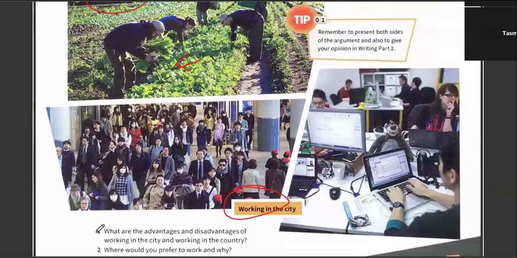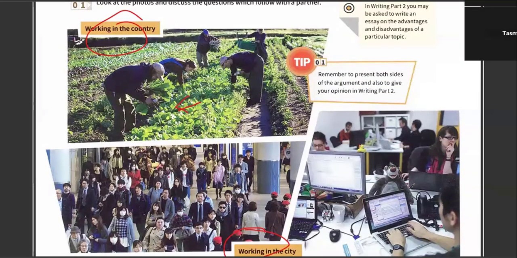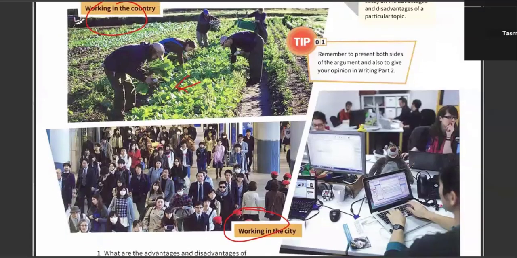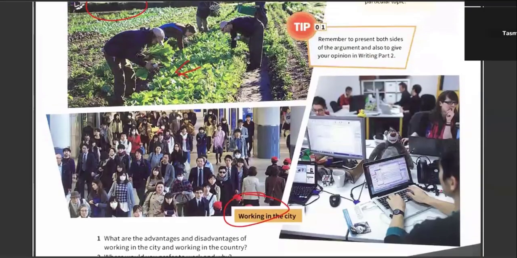Okay, so now that we saw the photos that are given here, let's look at question number one. What are the advantages and disadvantages of working in the city and working in the country? Number two, where would you prefer to work and why? If you need time, you can prepare one answer and then answer these questions for me.